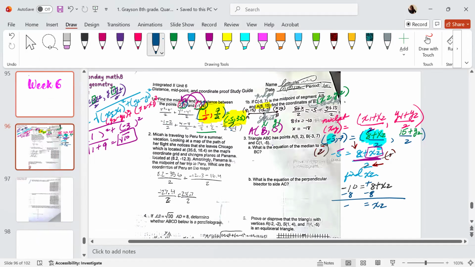What's your answer? Negative. So this is the other endpoint. -18. I now need to have Y. You go ahead and solve for Y. Figure it out yourself.